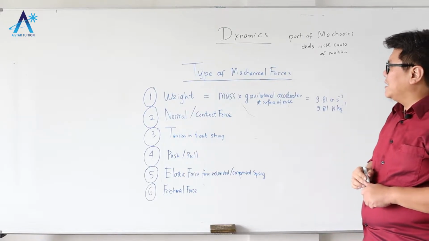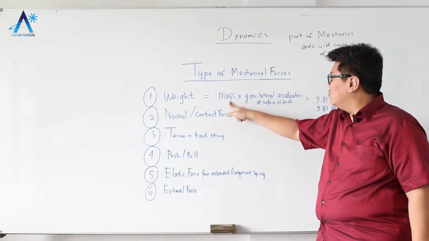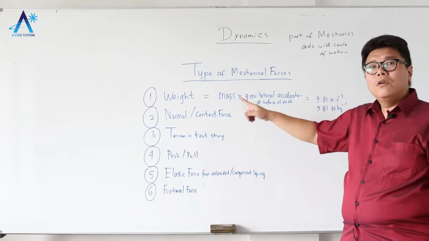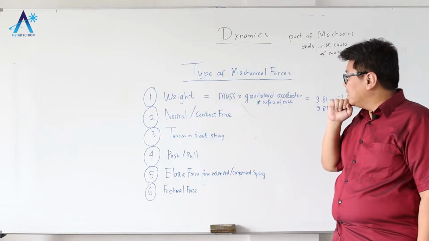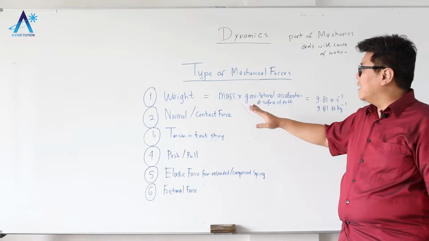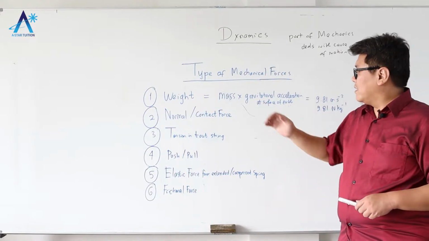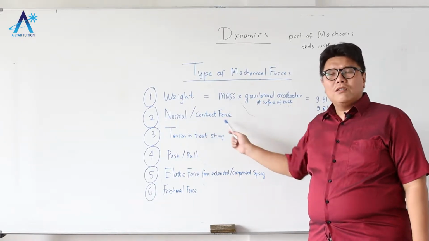So whatever the mass of the object, you multiply by this value, it's going to give you the weight. Hopefully you understand the idea of weight. Next one is normal or contact force.